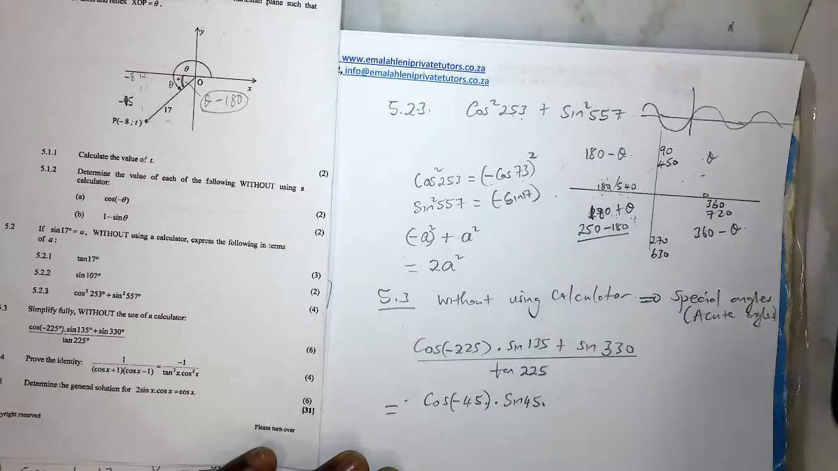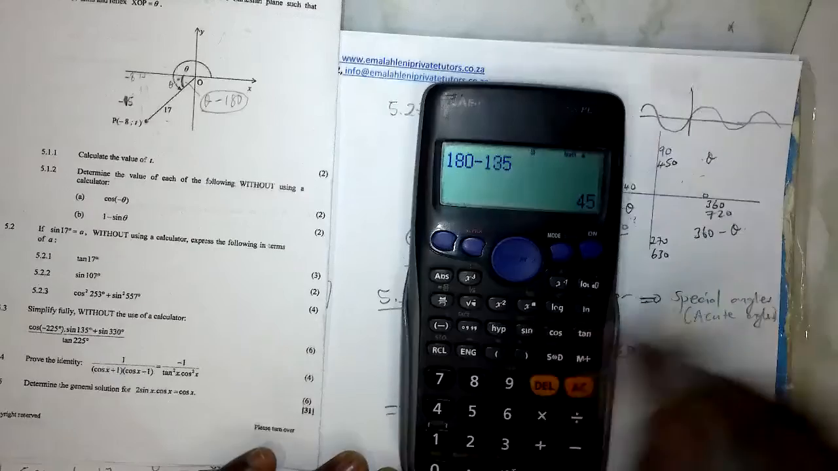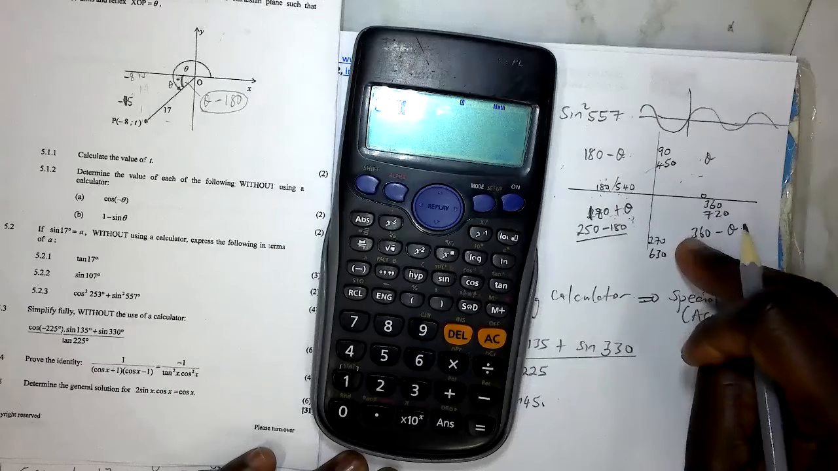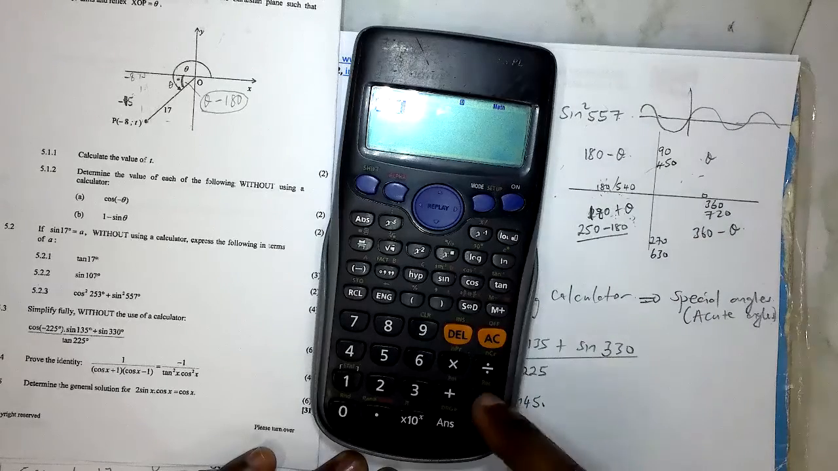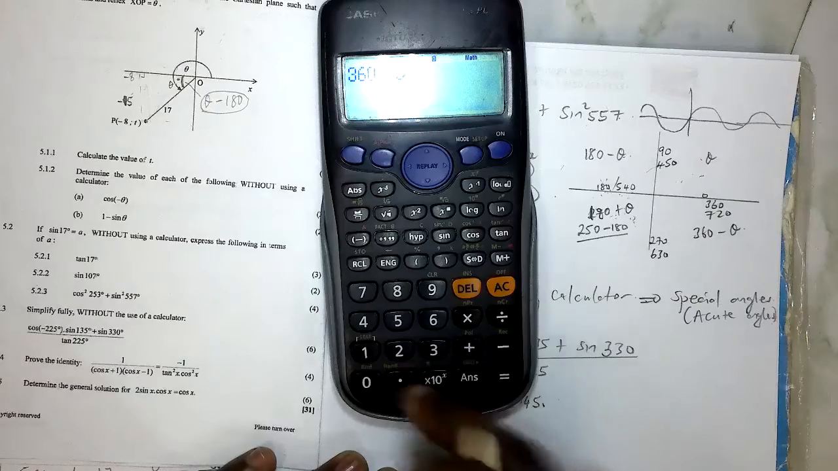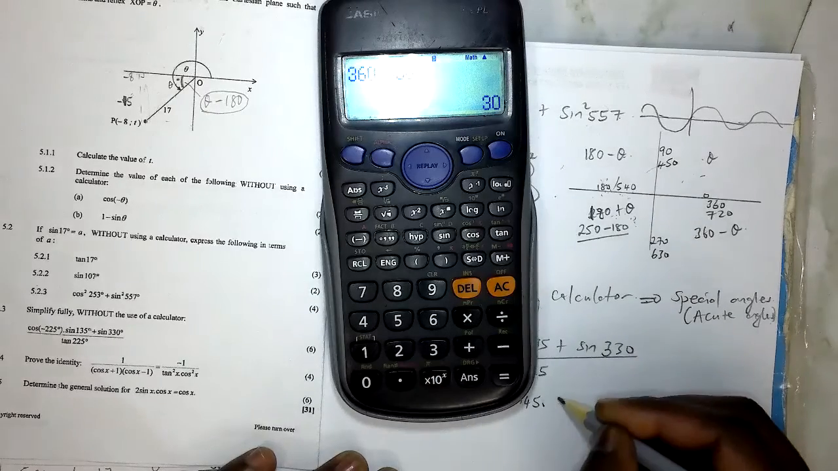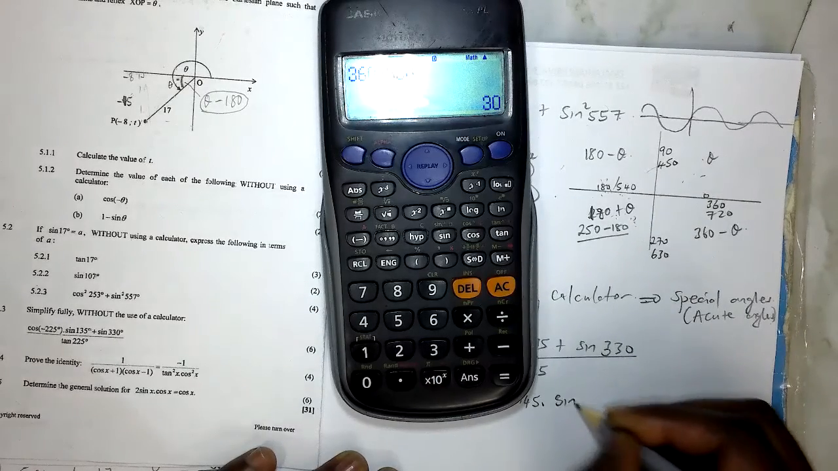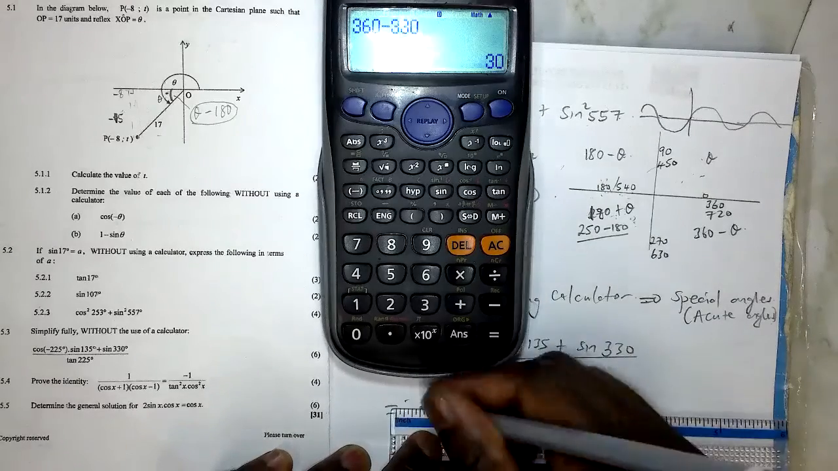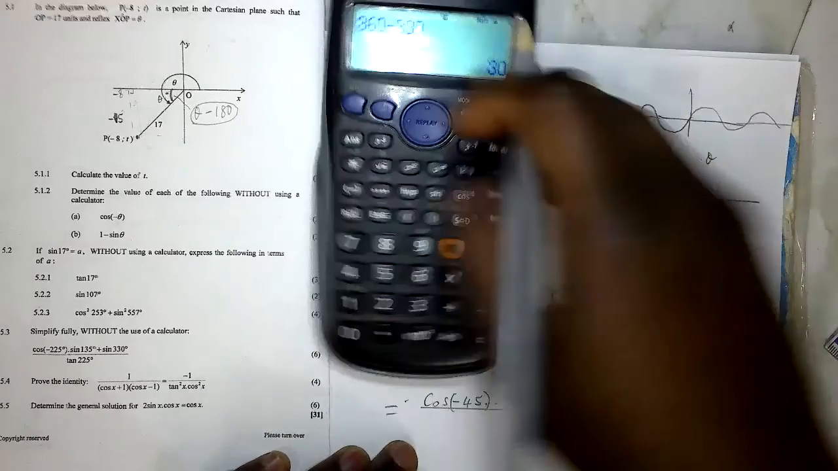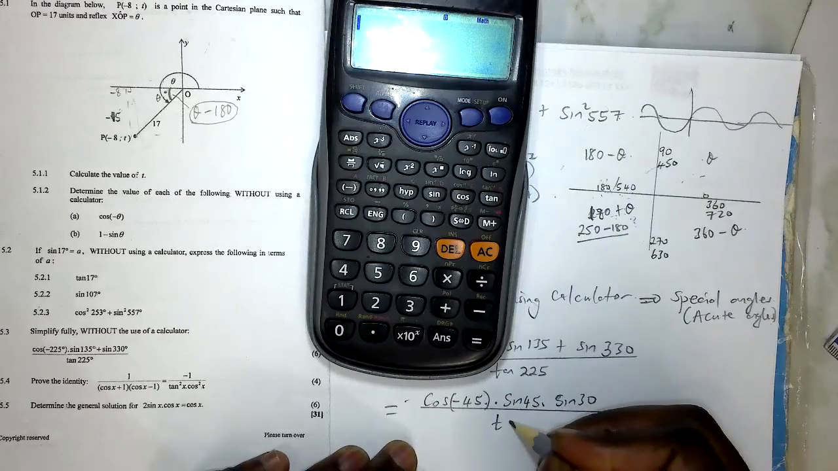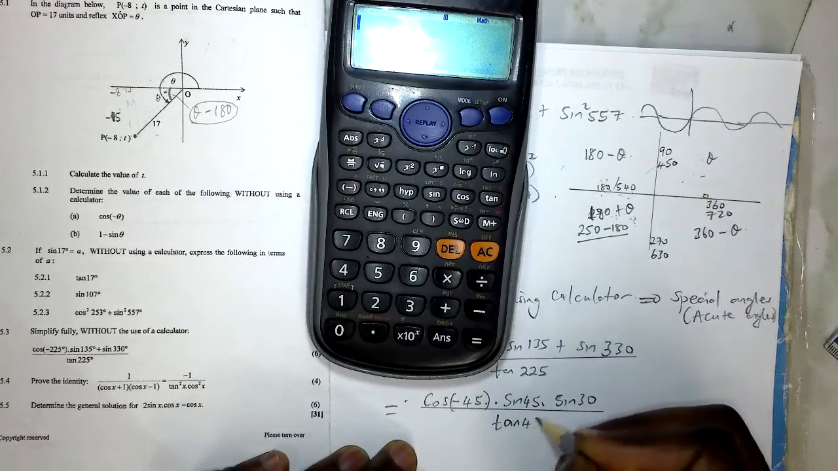Then from there, what is sine 330? Sine 330, it's in the fourth quadrant. You say 360 minus the angle that you're given, which is 330. What do we get? We get 30. So it's going to be plus sine 30. Then we underline that. Then what are we given there? Tan 225. We know that 225 is the same as 45. So it's going to be tan 45.